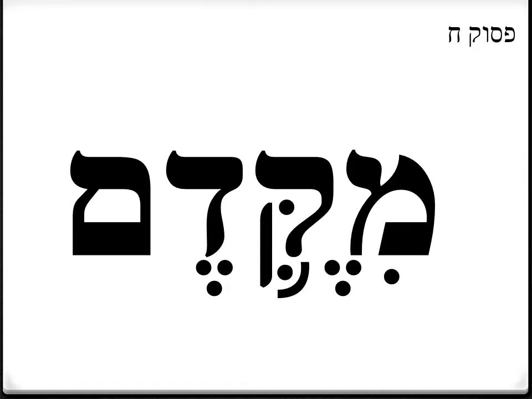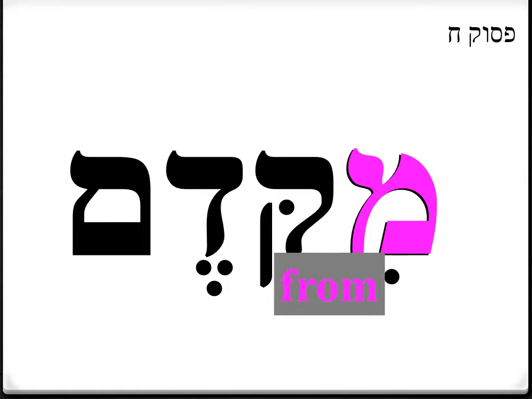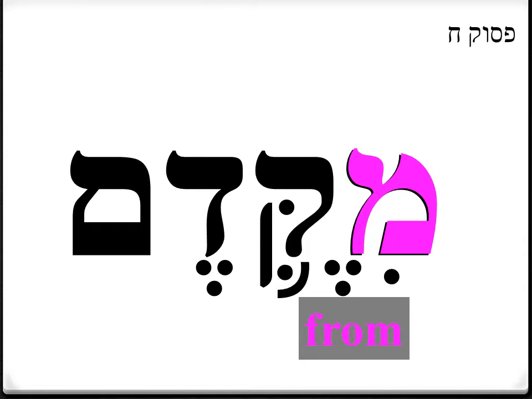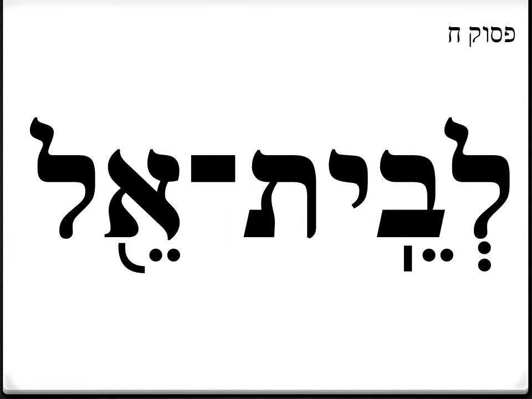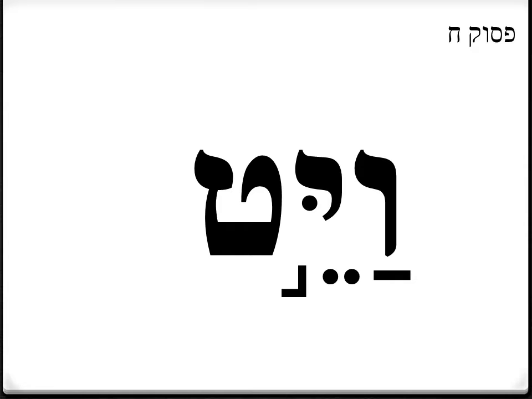Mikedem. Mem is a tchilis, which means from. The word is kedem, which is the Lashon HaPasuk for east. Mikedem, from east. Leveis El, to a city called Beis El. That means that the mountain was east of the city Beis El, and we'll see soon on the map where Beis El was. And there on this mountain, when Avram arrived, what did he do?